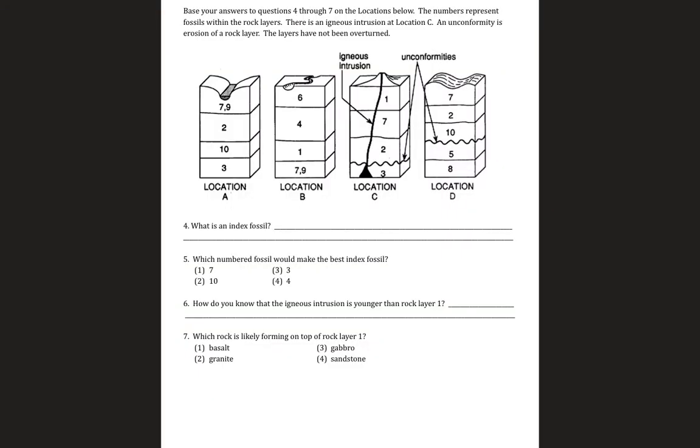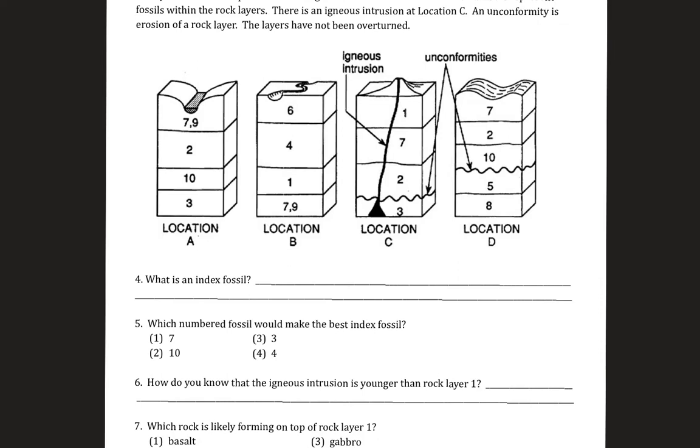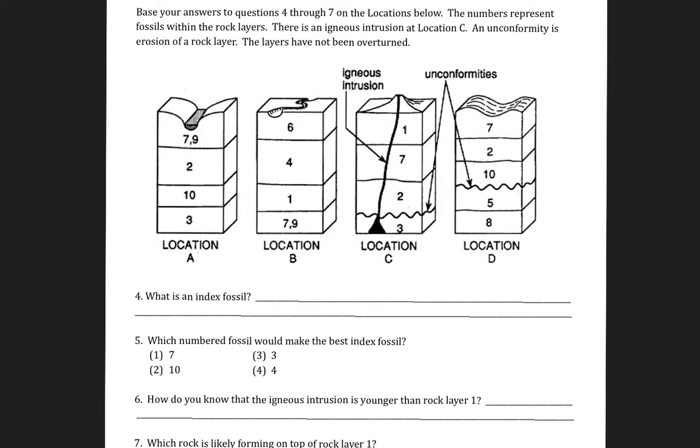Okay, here is the next set of questions. Questions 4 through 7 are based on the locations below. The numbers represent fossils within the rock layers. So each of these numbers is a fossil. There's an igneous intrusion at location C. Right, so here's location C. Yes, here's the igneous intrusion right here.